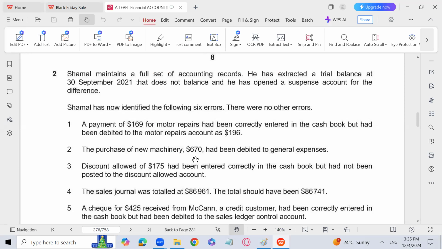The purchase of new machinery, 670, has been debited to general expenses. This is known as an error of principle because we have broken the rule of accounting. The rule of accounting says that when an asset is purchased, we will debit the name of the asset.